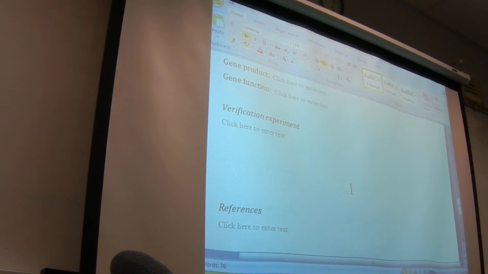Important note here in italics in the middle, if you reference any of the procedures in the lab manual, which you will be as part of the results section, you do want to make sure you include the lab manual as a reference.